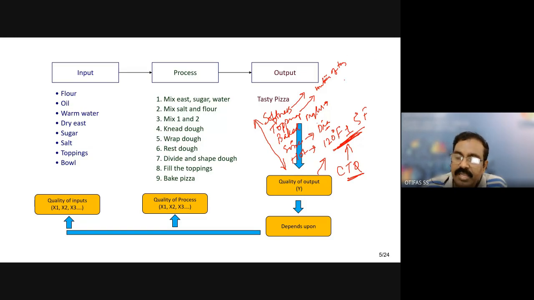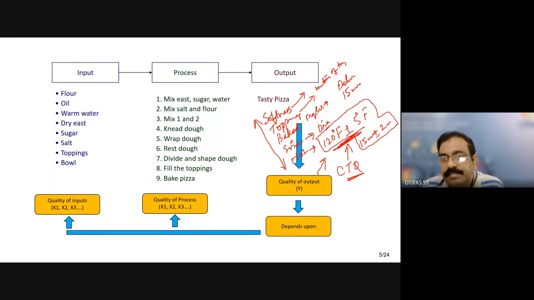Now we can also take, for example, delivery time, order time. Suppose you want to order, you go and they say within 15 minutes. So delivery also is a CTQ, 15 minutes plus or minus 2 minutes. Out of this requirement, let us consider these two the most critical to quality, critical to customer. Now this is known as CTQ.